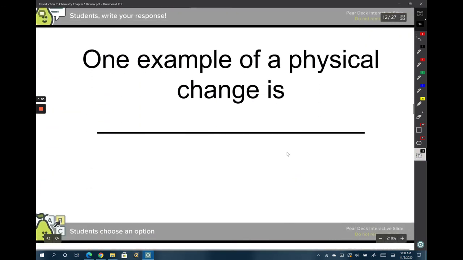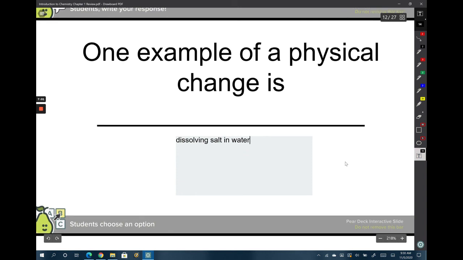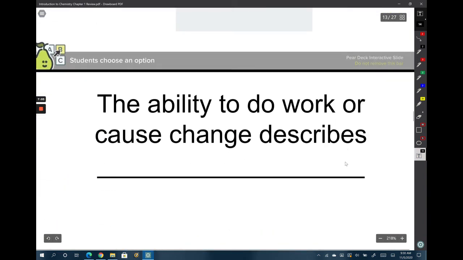This is a multiple choice. I need to look at the test to see what your choices were. One example of a physical change is, and I think your options were burning paper, baking cookies, toasting marshmallows, or dissolving salt in water. And the answer is dissolving salt in water. That is a physical change. When you dissolve salt in water, nothing new is created.